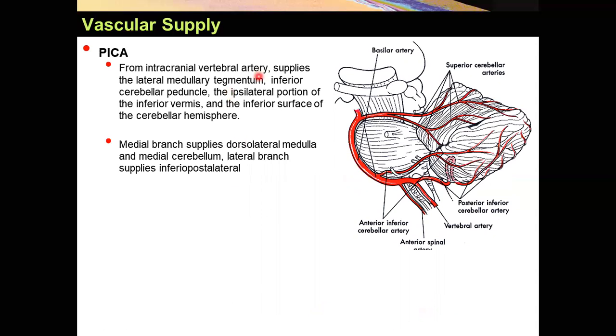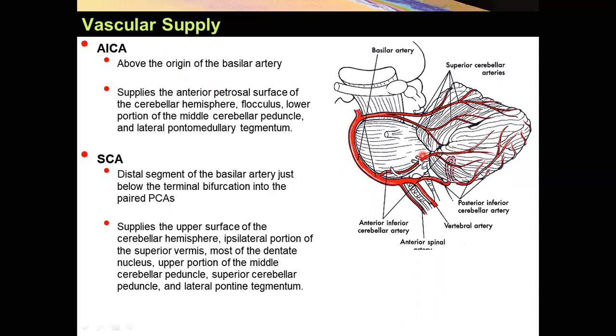Okay, the PICA, posterior inferior cerebellar artery, from the intracranial vertebral artery, supplies the lateral medullary tegmentum, inferior cerebellar peduncle, the ipsilateral portion of the inferior vermis, and the inferior surface of the cerebellar hemisphere. Its medial branch supplies the dorsolateral medulla and medial cerebellum. The lateral branch supplies the inferior posterolateral part. The AICA, anterior inferior cerebellar artery, originates from the basilar artery and supplies the anterior petrosal surface of the cerebellar hemisphere, flocculus, lower portion of the middle cerebellar peduncle, and lateral pontomedullary tegmentum.